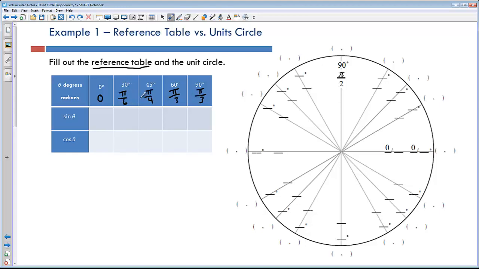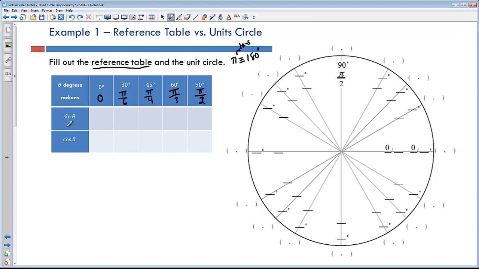I usually memorize these, although remember pi is 180 degrees. So you can see 180 divided by 6 is 30, 180 divided by 4 is 45, 180 divided by 3 is 60. Oh, and this is certainly a mistake. That should be pi over 2. Pi over 2, or 180 over 2, is 90. Remember, pi radians is equivalent to 180 degrees.